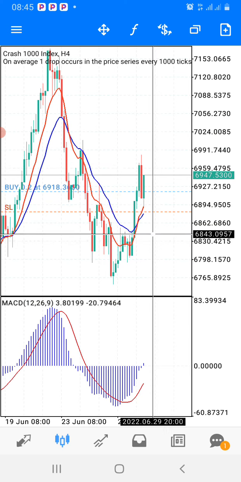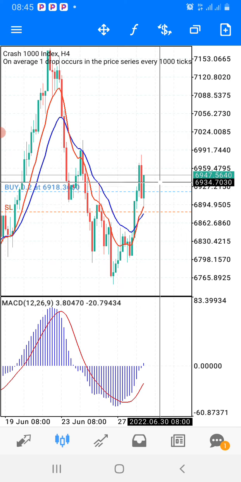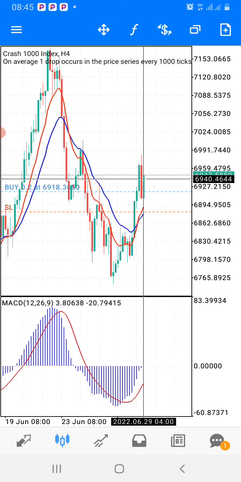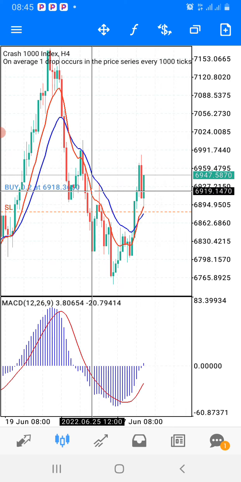This strategy works for all synthetic indices, ranging from step index, volatilities, and crash and booms. It works on them all. Yeah, so just take advantage of these, guys, and start using it. All you need to add to this strategy is your price action, spot at your support and resistance level.